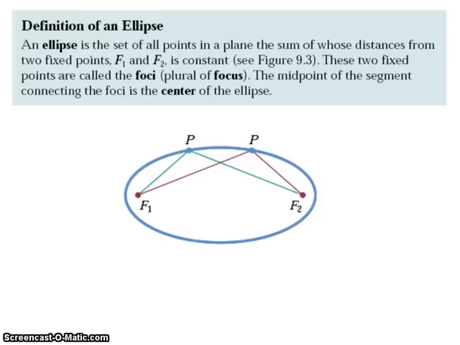Let's look at the definition. An ellipse is the set of all points in a plane, the sum of whose distances from two fixed points, f1 and f2, is constant. The sum of those two distances, that was the string that we just dealt with. Those 2 points, f1 and f2, are known as the foci, or the focus points.